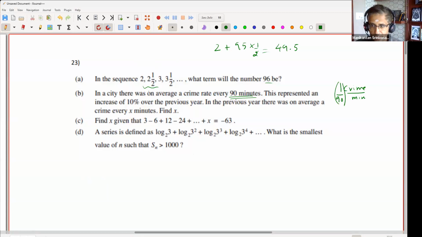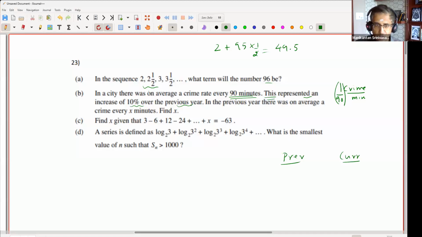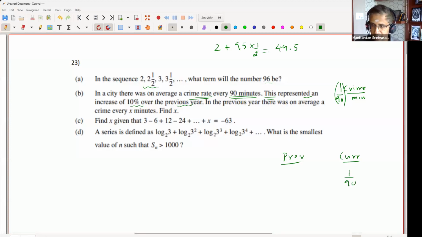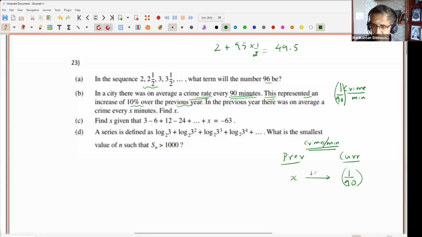Okay. Now, this represented an increase of 10% over the previous year. So previous year, current year. So when he says this is the rate, he's talking about the crime rate. So the current rate is 1 by 90. We are measuring crime rate in crimes per minute. In crimes per minute units, last year was something. Now this year, it's a 10% increase. So after the 10% increase, it became 1 by 90.